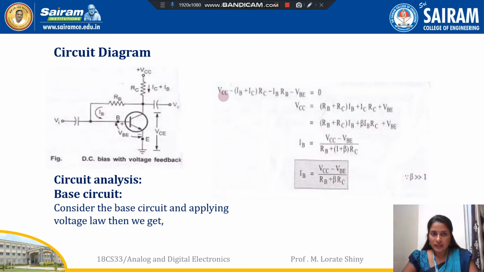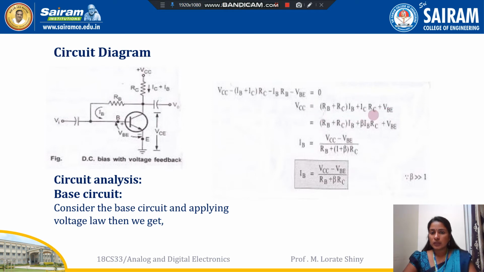So now I am taking VCC this side, so remaining all the terms other side. So first we will multiply. So when I multiply, I'll get IBRC and ICRC. So in these two terms, I'll be having IB common term. So I'm taking that outside. So I will get (RB plus RC) into IB plus IC into RC plus VBE.